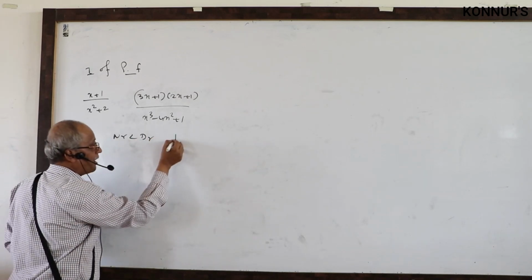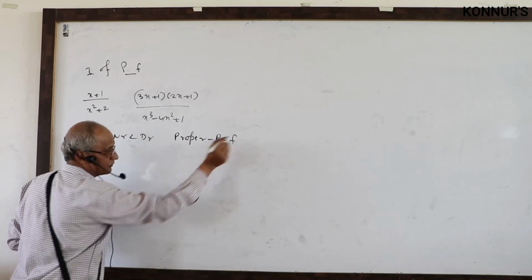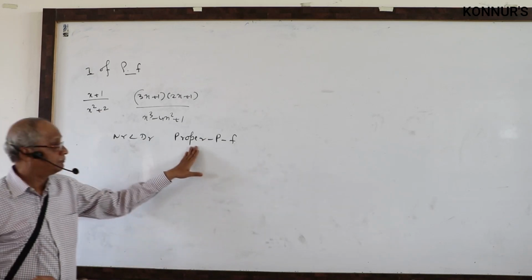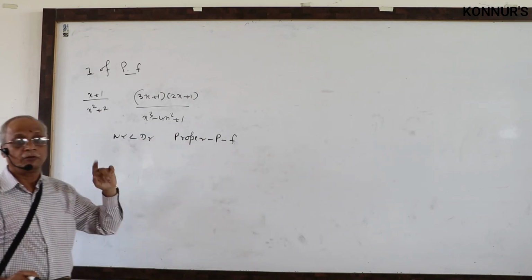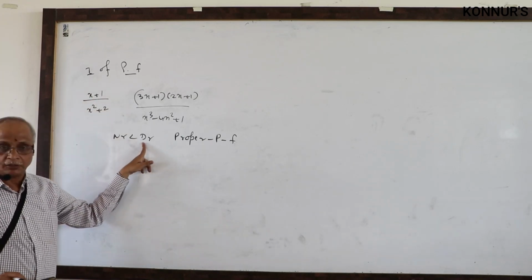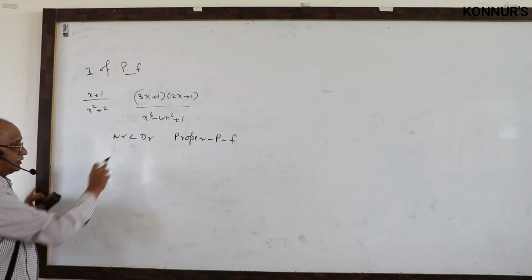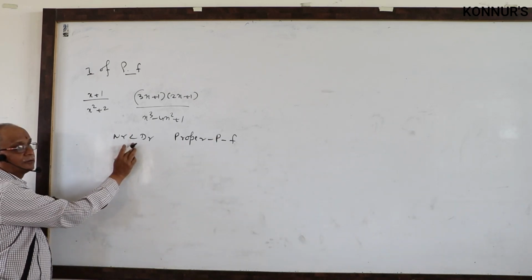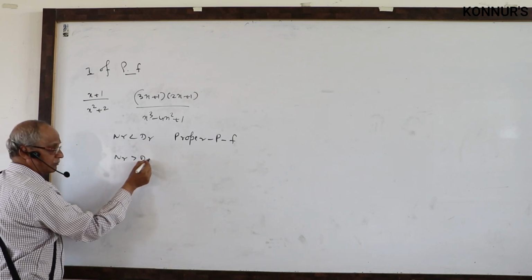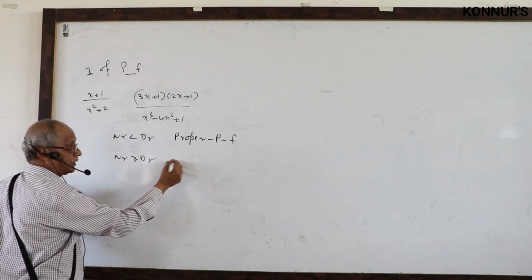Numerator less than denominator, then it is a proper partial function. Proper partial function, when the degree of the numerator is less than the degree of the denominator. Degree means the highest power. Suppose not less than. What is the meaning of not less than? Numerator is greater than or equal to the denominator. That is improper.